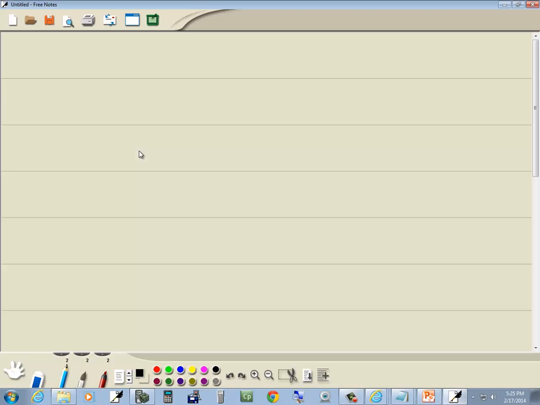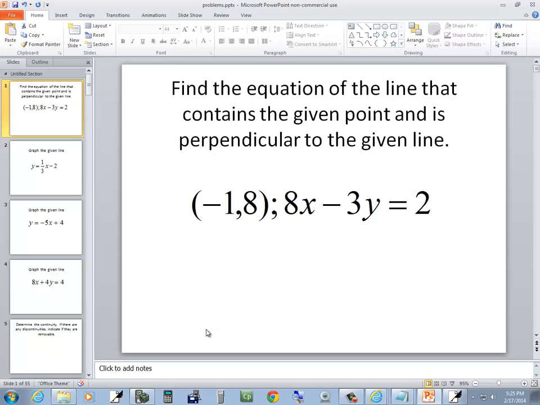Take a look at this problem. We've got (-1, 8) and 8x minus 3y is equal to 2. Instructions say find an equation of a line that contains a given point and is perpendicular to the given line.